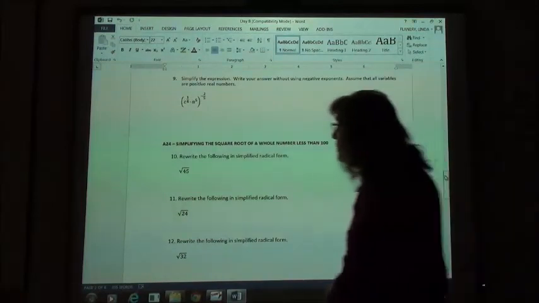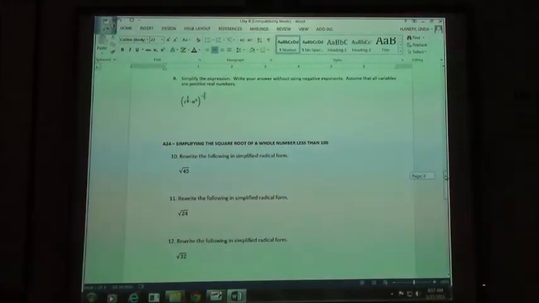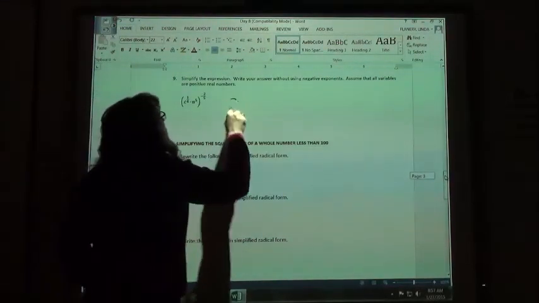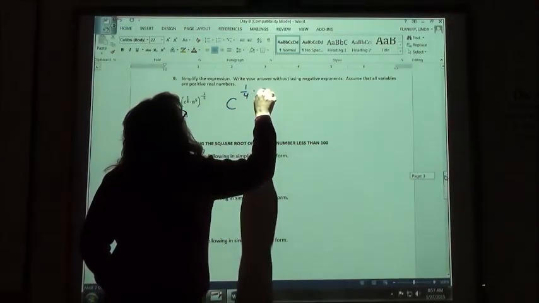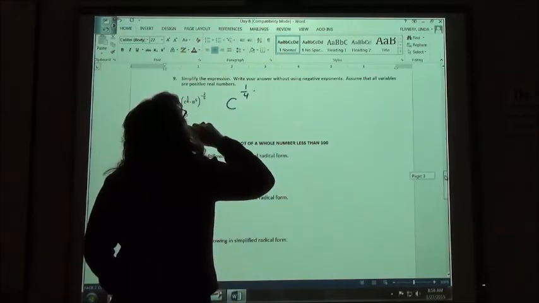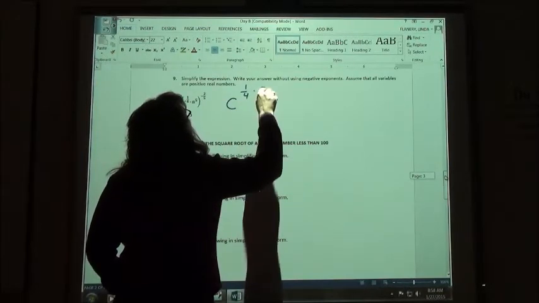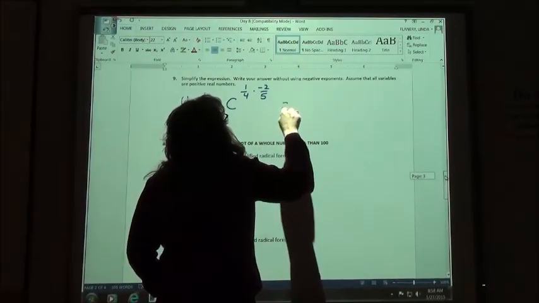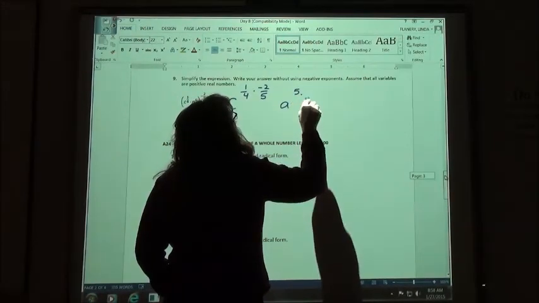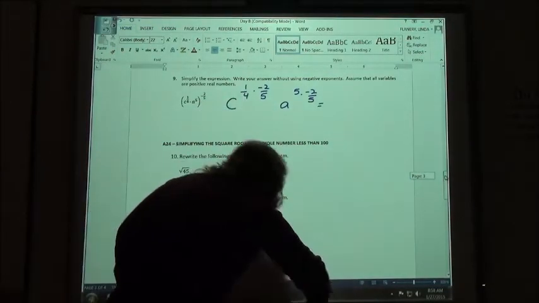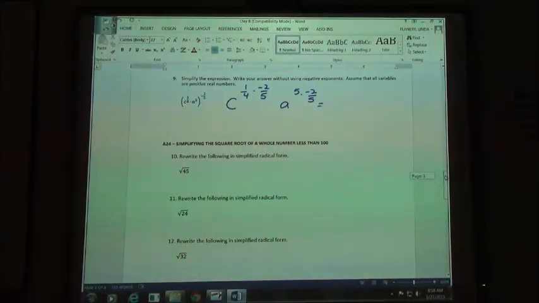So number 9, how are we going to start that one? c to the 1/4 times negative 2/5. Uh-huh. And then? A to the 5 times negative 2/5. Okay. So we know we're going to multiply our exponents. If I take 1/4 times negative 2/5.